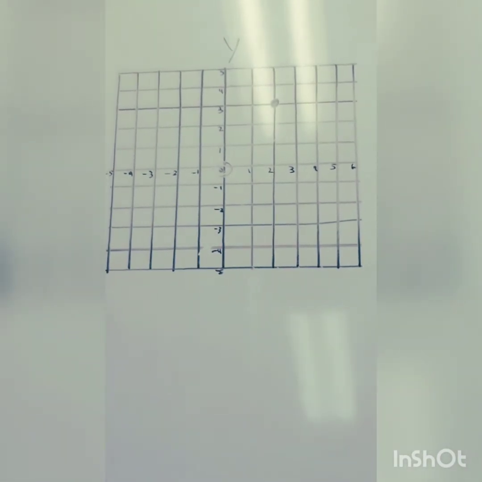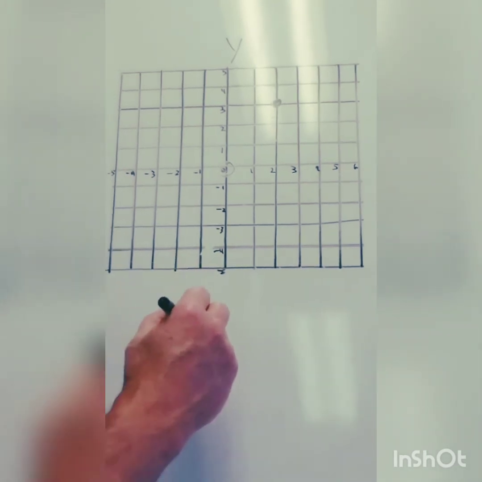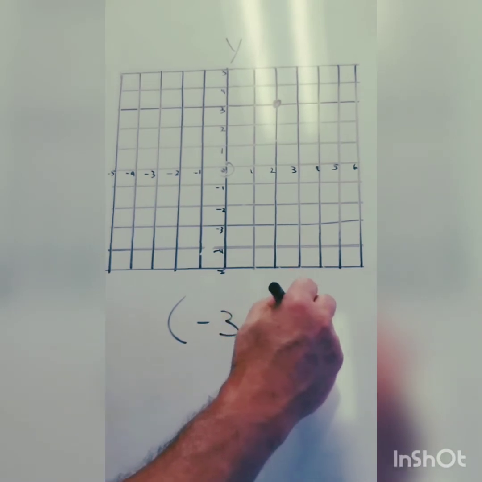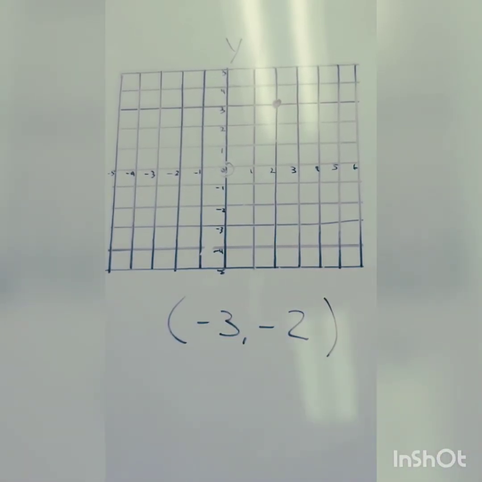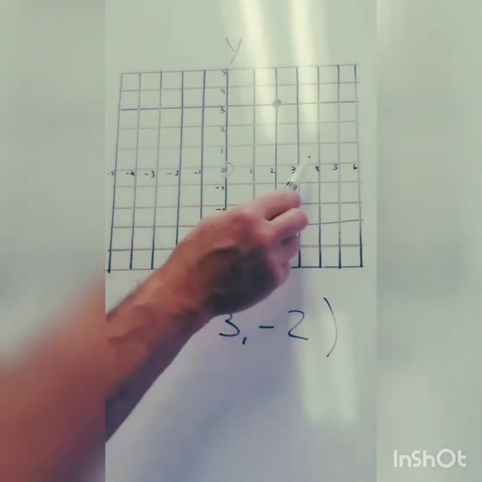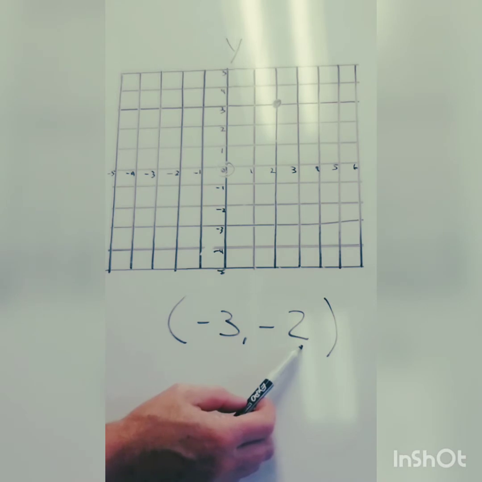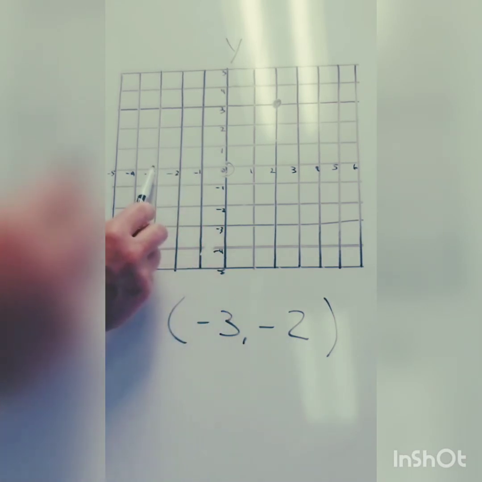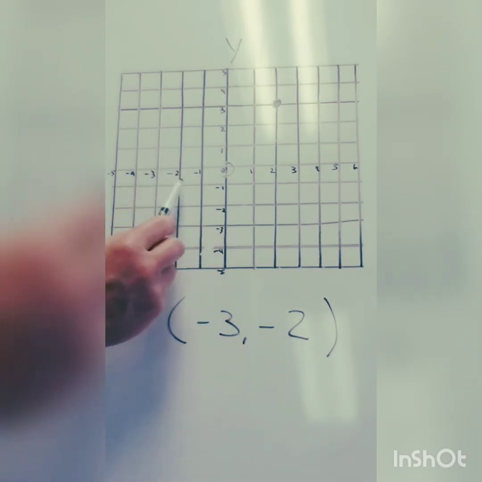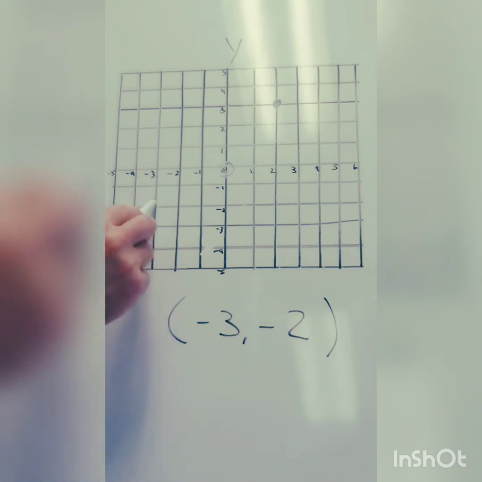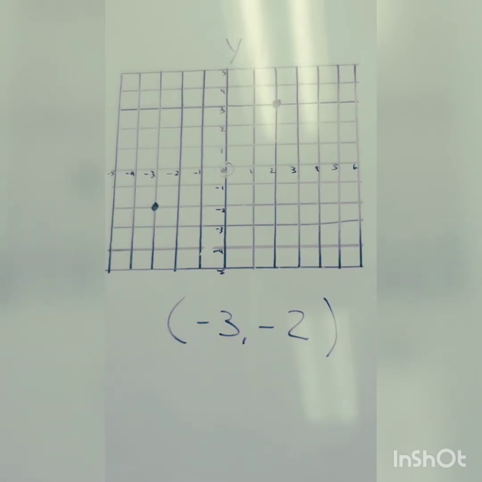I'll give you a few more examples here. Sometimes you'll have a -3 and a -2. Remember, the first one is the x, and this is negative. So go to the x coordinate and go -3, and the y coordinate is also -2. Negative is downward, so -2, and that would be that one.